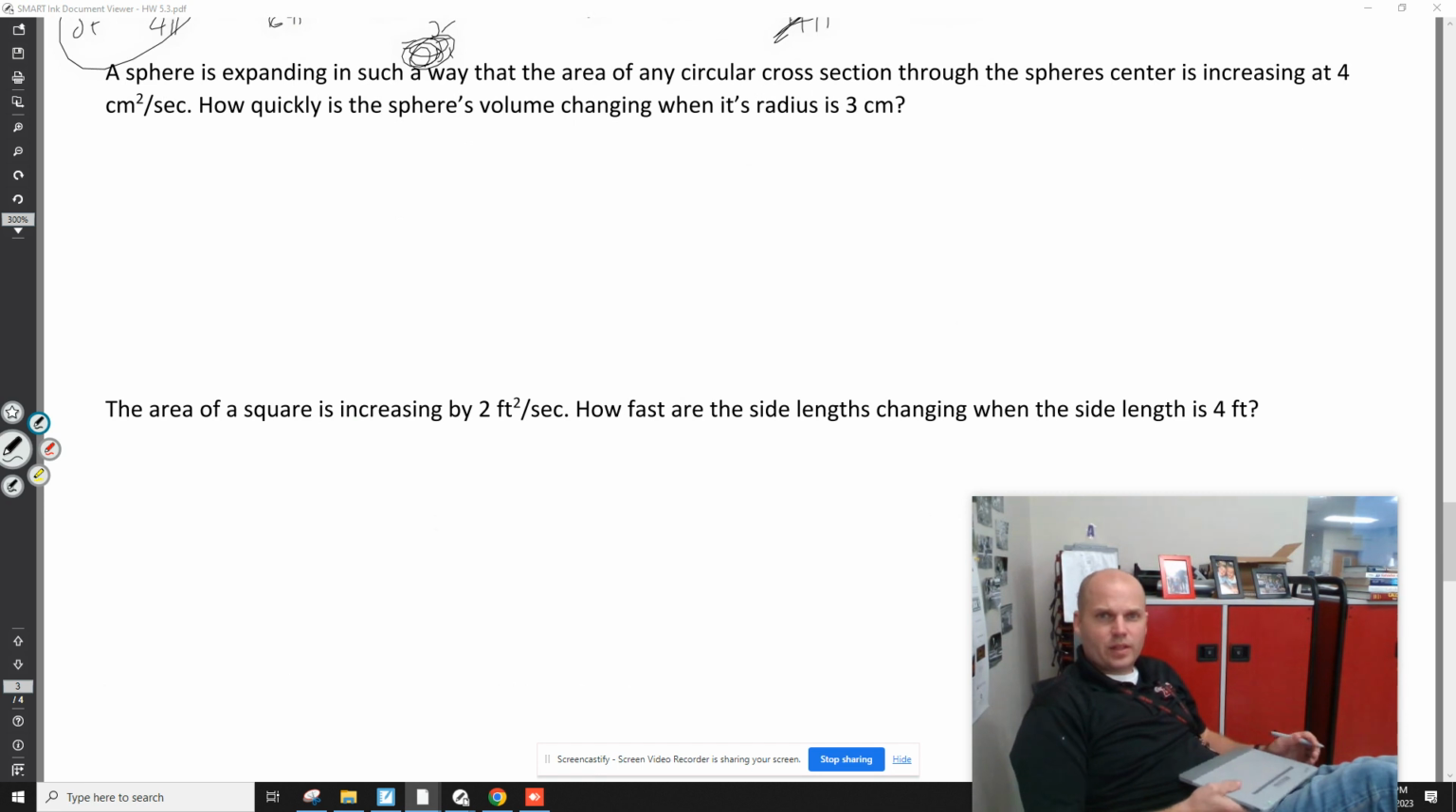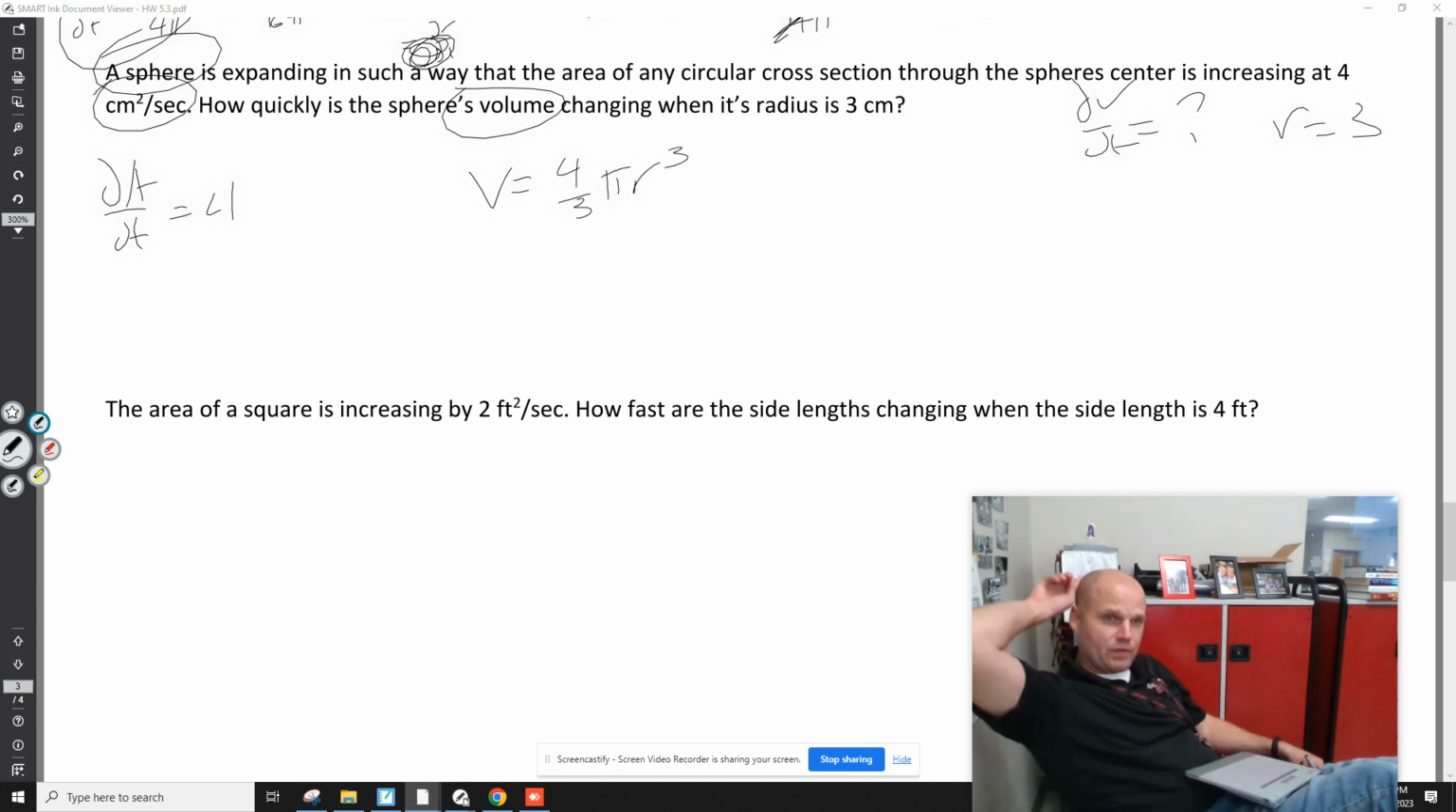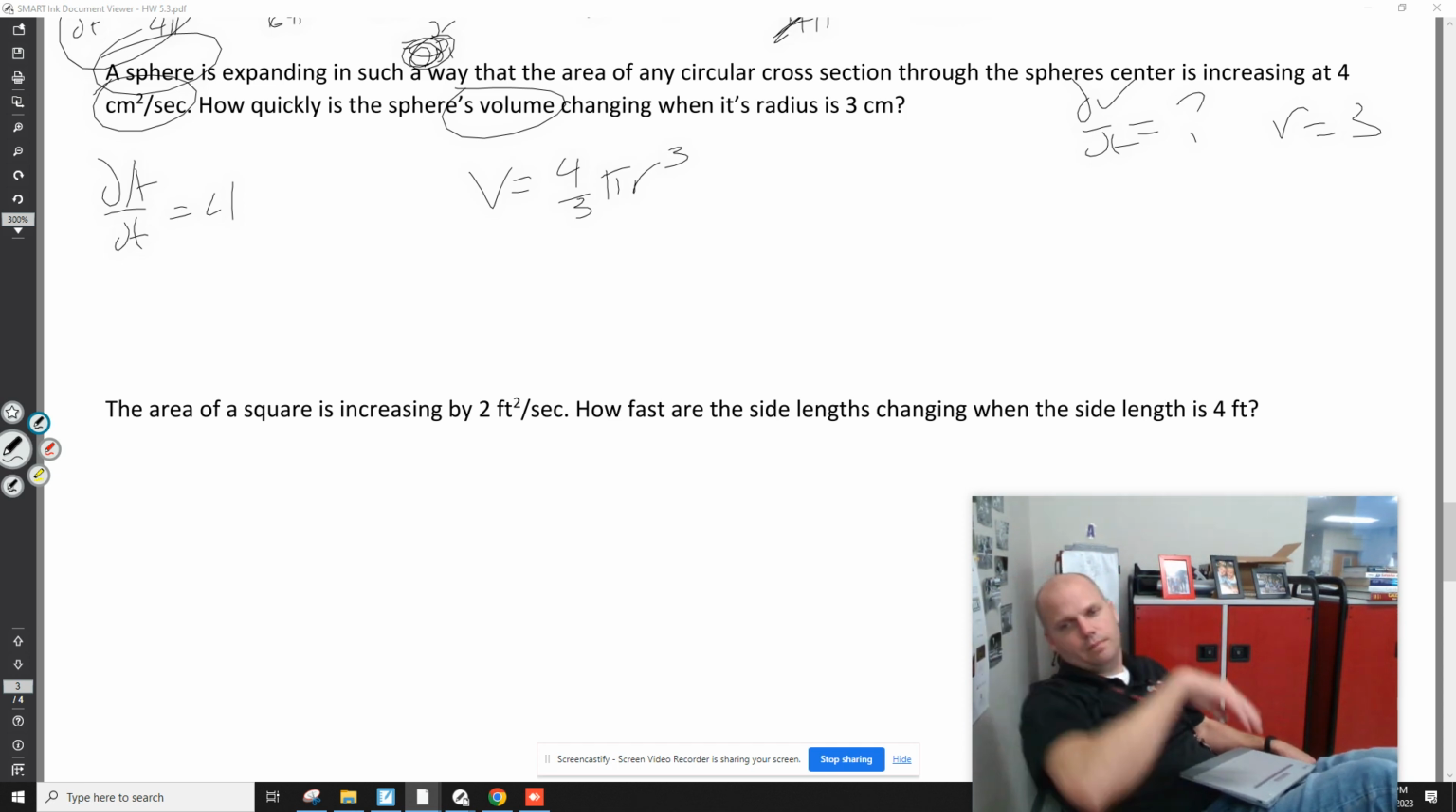A sphere is expanding in such a way that the area of a circular cross-section through the sphere's center is increasing at 4 centimeters squared per second. How quickly is the sphere's volume changing when its radius is 3? This one's tricky. That's an area. dA dt is 4. You're asked how the sphere's volume is changing. The radius is 3. You know the volume of a sphere. You know the derivative of that. But how do you use this dA dt?